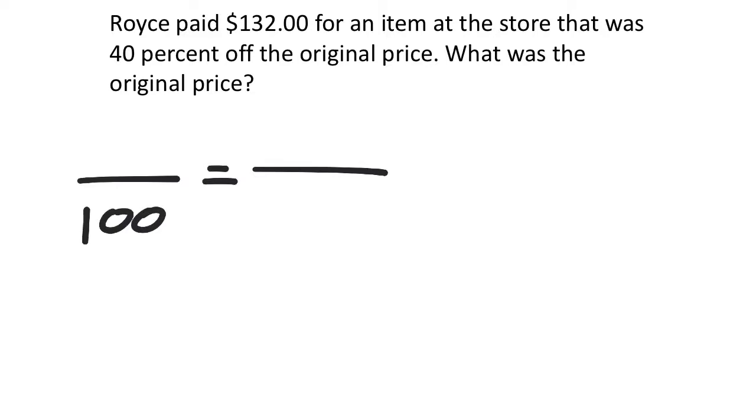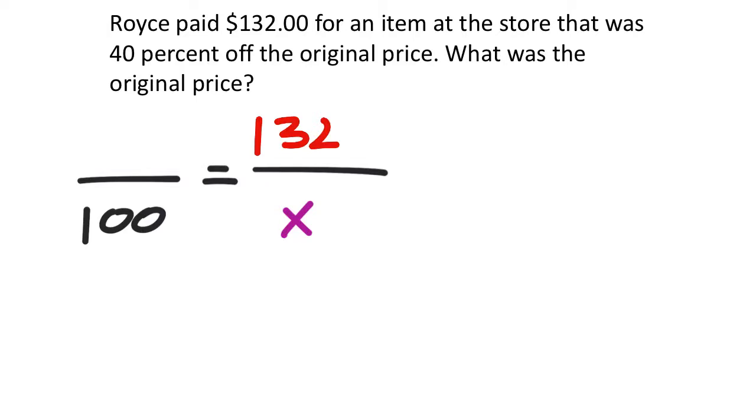Now, as we've seen with the previous problems, the original price is usually the denominator, and it should be, because that would be considered 100% of the price. In this case, we don't know what the original price is. What we do know is how much Royce paid. And Royce paid $132. So 132 is part of the original amount.